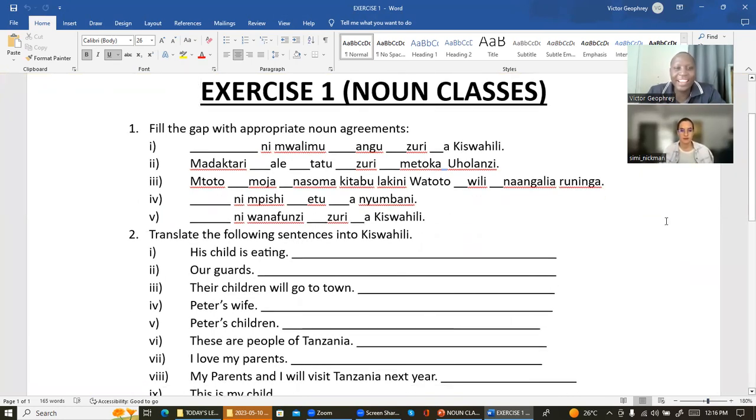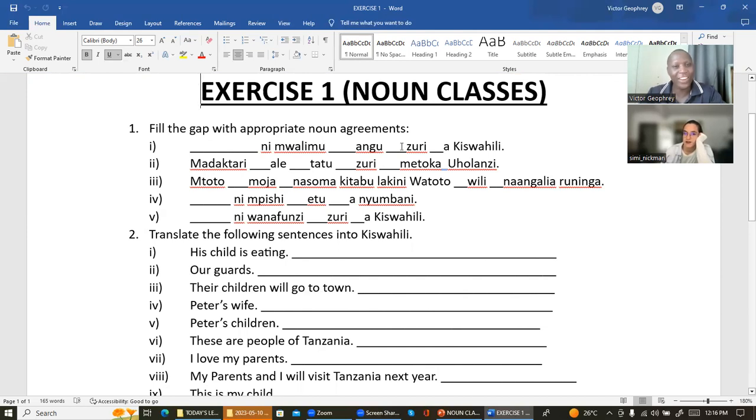And exercise, we do it, then another, let's start with question number one. Fill the gap with appropriate noun agreements. Dash ni mwalimu dash dash, zuri dash a Kiswahili. You see? Who are you? Good. Ni mwalimu. Yes. Wangu. Yes. Mzuri. No, this is a name.